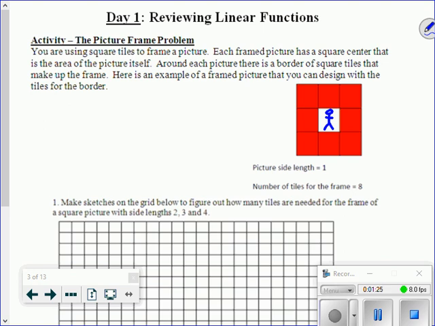So I've made a picture of myself, very artistic, I know. And the frame to go around it has to have 8 tiles. So what they want you to do is figure out if you had a picture of size 2 by 2 or 3 by 3, how many of these would you have to do? So I'd like you to try and pause the video and sketch that out.